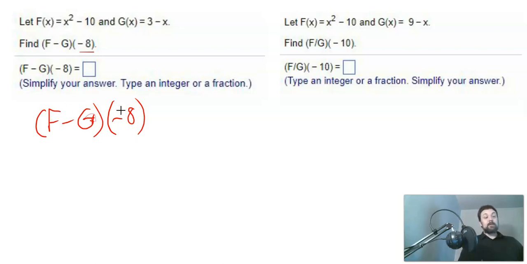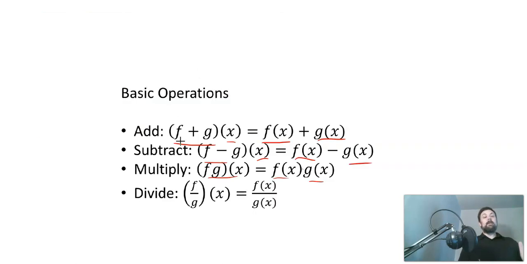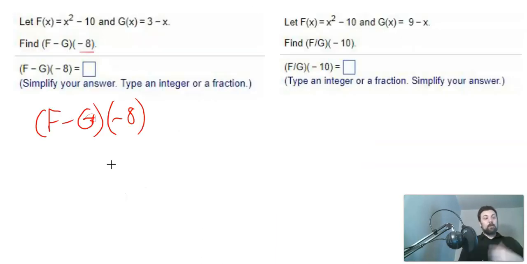Because if you think of it as distributing, you might say, okay, f of negative 8, and then you might say, negative times a negative is positive, so it'll be plus g of 8 or something like that, which is incorrect. These are not being multiplied. We're just merely applying the definition that f minus g of something equals f of that something minus g of that something. That's all we're doing here.